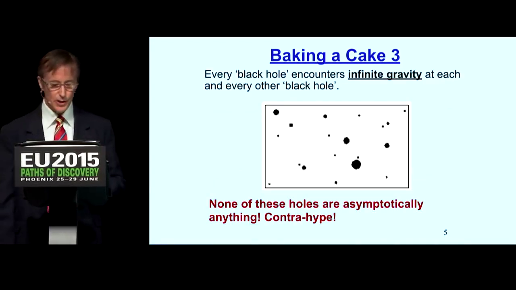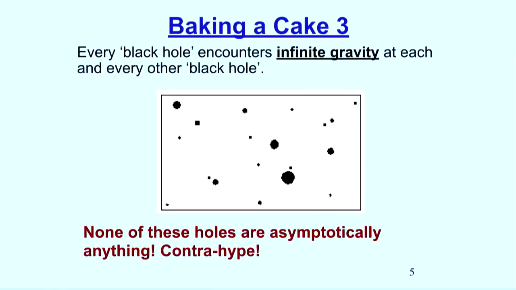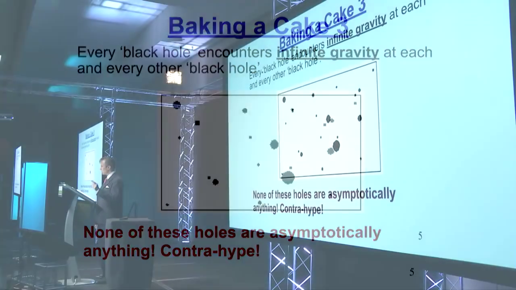Here's a simple graphics example of black holes. According to general relativity, or the cosmologists, every black hole has infinite curvature at its singularity. Well, if it has infinite curvature at every singularity, that's gravity. Gravity is not a force in general relativity, it's space-time curvature.